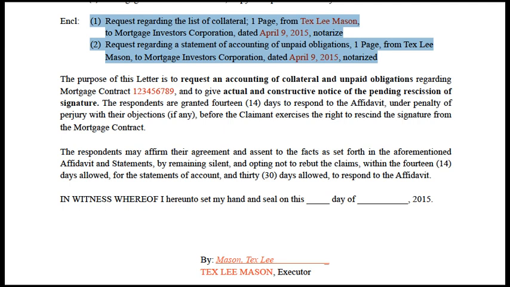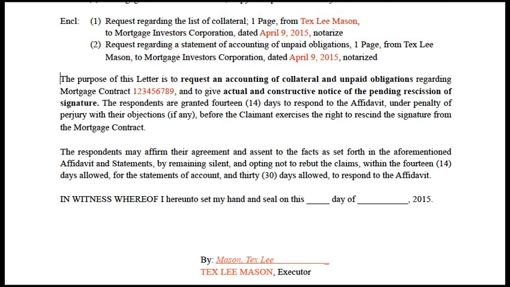The purpose of this letter is to request an accounting of collateral and unpaid obligations regarding mortgage contract 1, 2, 3, 4, 5, 6, 7, 8, 9, and to give actual and constructive notice of the pending rescission of signature. The respondents are granted 14 days to respond to the affidavit under penalty of perjury with their objections, if any, before the claimant exercises the right to rescind the signature from the mortgage contract.